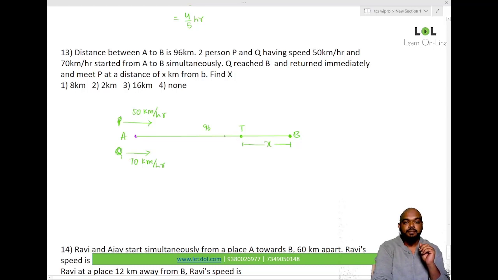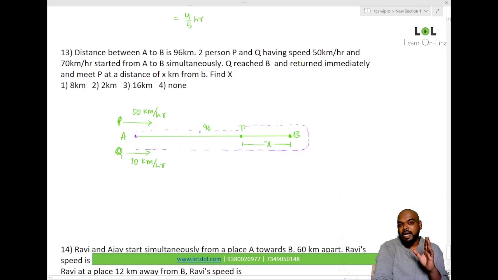So, what we can do here? Now, guys, consider the total distance being traveled in this situation is 96 into 2. Why? Look, P will come till T here. Q will travel all the way till B and he returns to T. So if you see one side it is 96 kilometers, Q covers that 96 kilometers and returns back and covers some more distance. And P covers A to T. Totally 96 is being covered 2 times.